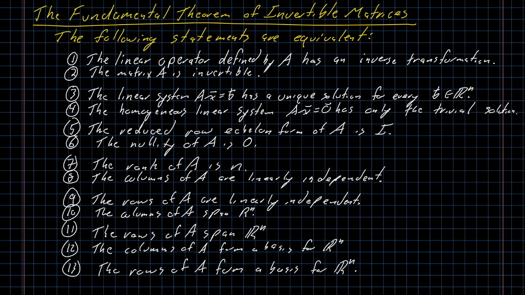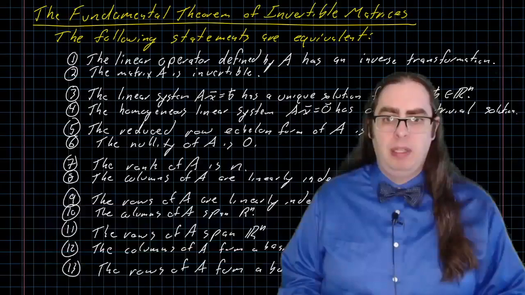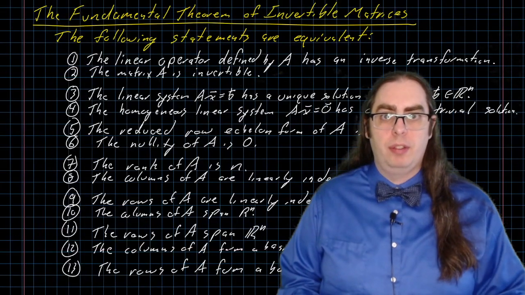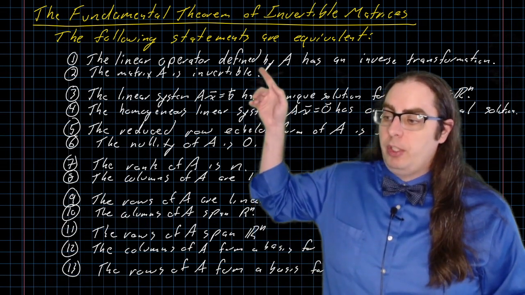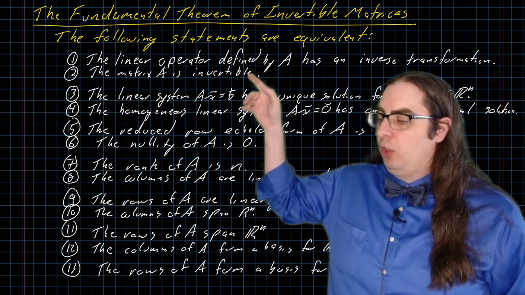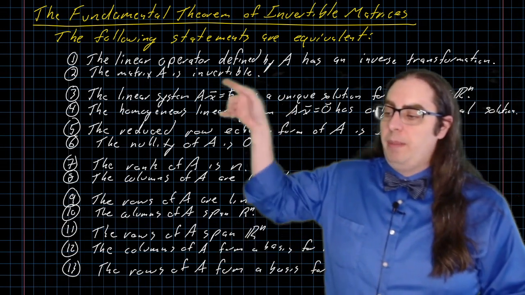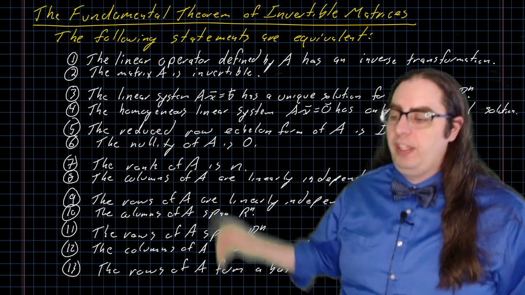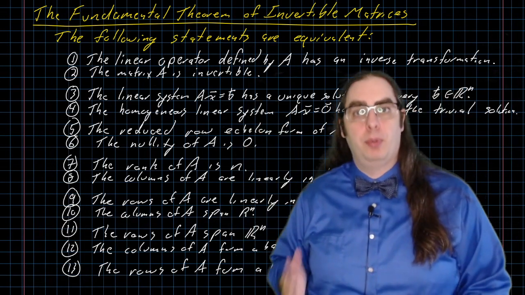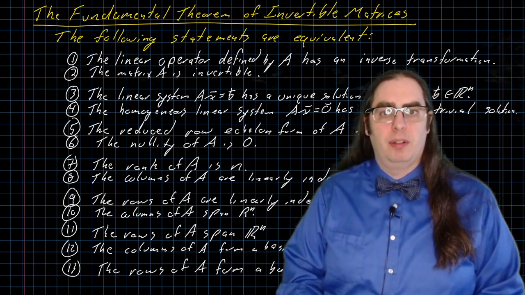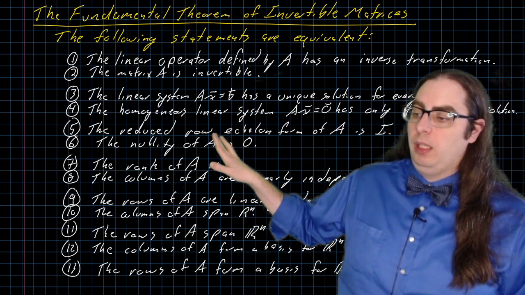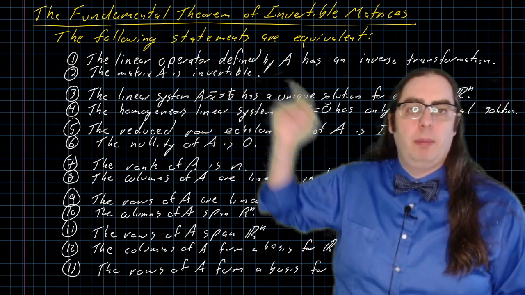That is an amazingly powerful theorem. And when you think about the power of that theorem, how do we prove that? How do we prove that the linear operator defined by A has an inverse linear transformation is equivalent to all of these? The matrix A is invertible. If we know that, we know all of these. How do we get through all of that proof? And that's actually the more interesting thing here. Sure, this is incredibly useful. It's the fundamental theorem of invertible matrices.